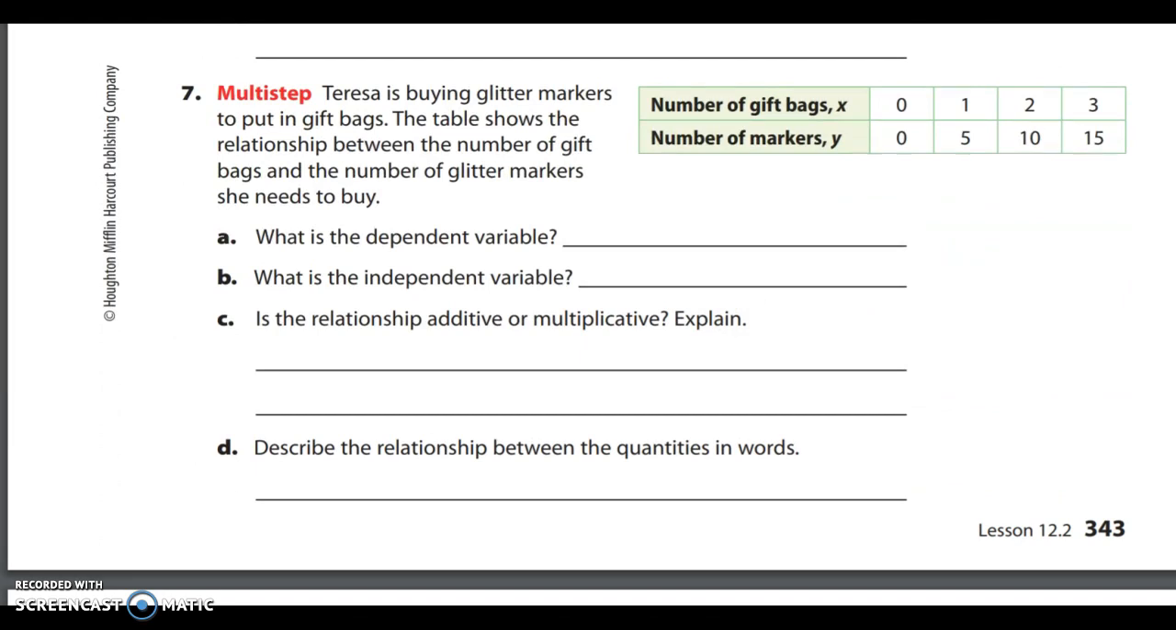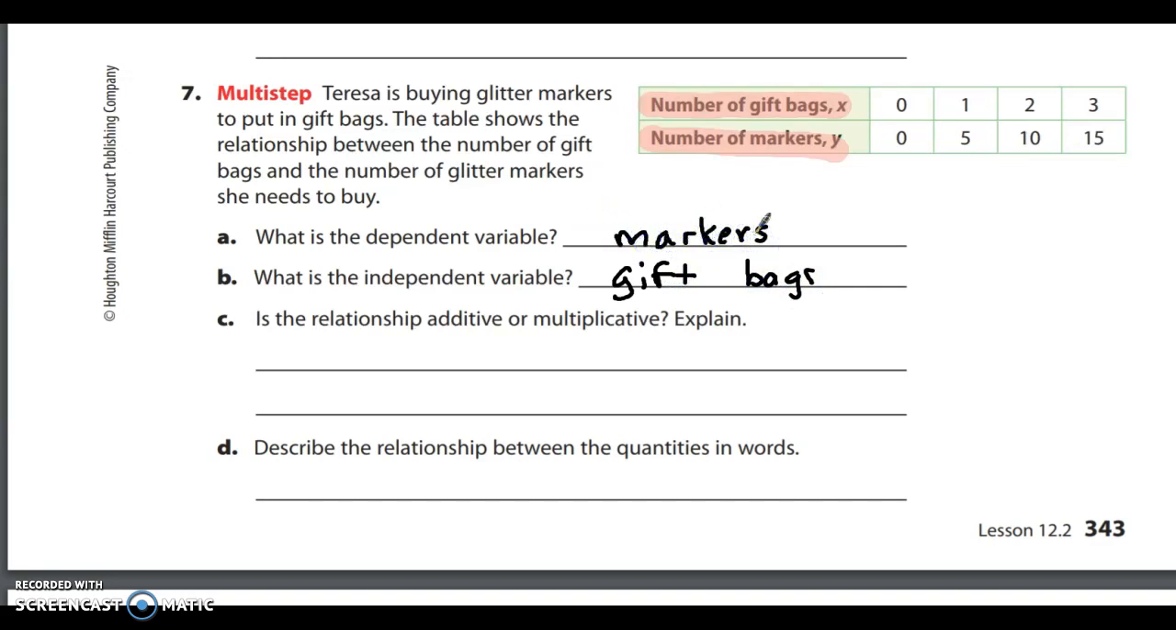Number 7 reads, multi-step. Teresa is buying glitter markers to put in gift bags. The table shows the relationship between the number of gift bags and the number of glitter markers she needs to buy. The gift bags is in the x column, and the number of markers is in the y column. What is the dependent variable? What is the independent variable? They asked us this probably backwards from the way I would have thought about it. The independent variable is the number of gift bags, and the dependent variable is the number of markers.